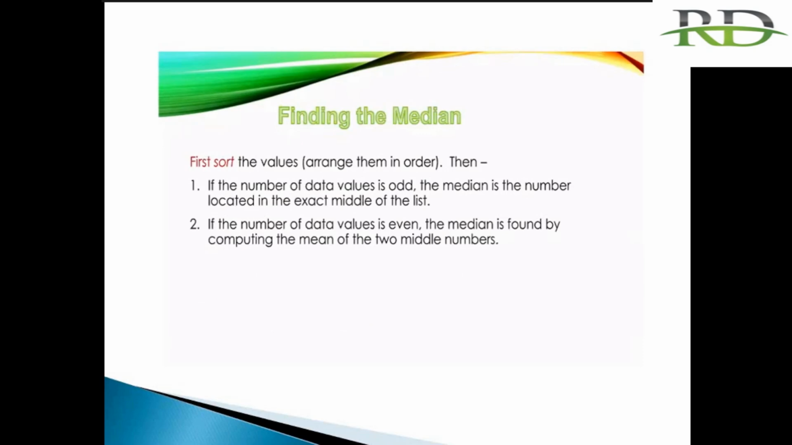How to find the median, we know. Sir, what is a robust measure? Robust means it is not affected by extreme observations. If it is affected, then it is not robust.